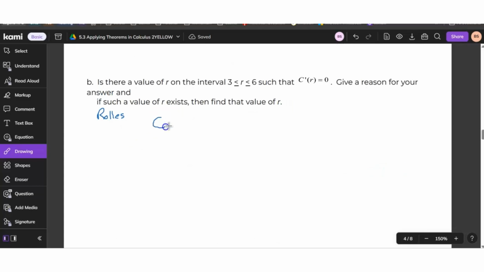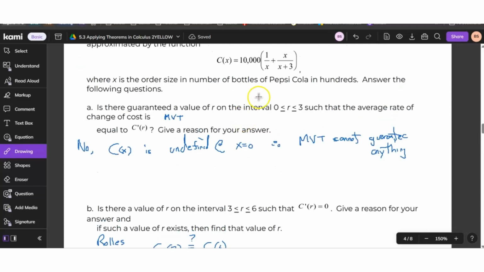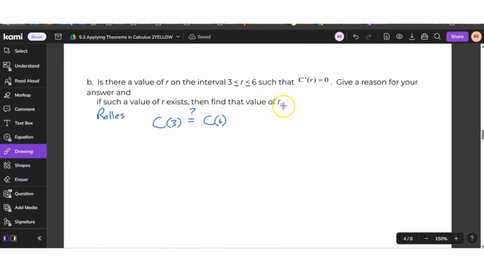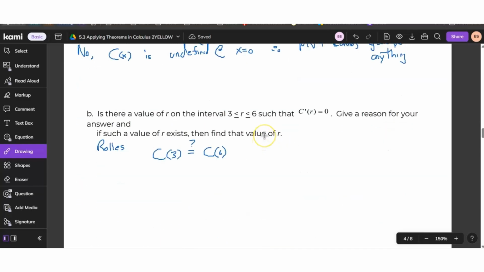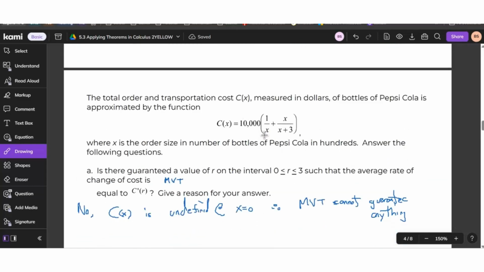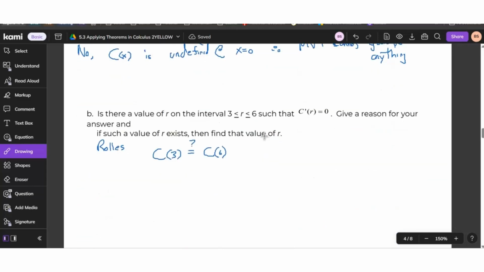So we need C of 3 to be equal to C of 6 in order to use Rolle's theorem. If we plug those both in, which we should just do in our calculators, 1/3 plus 1/2 is 5/6. So 5/6 of 10,000, so I don't know, 8,000 something.